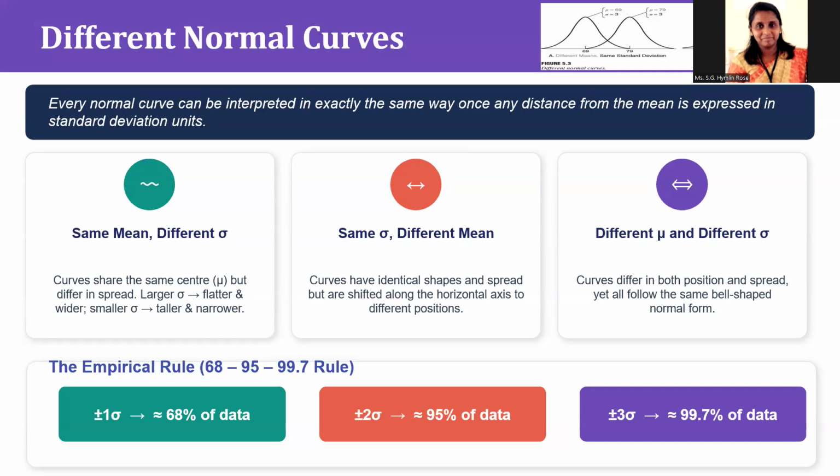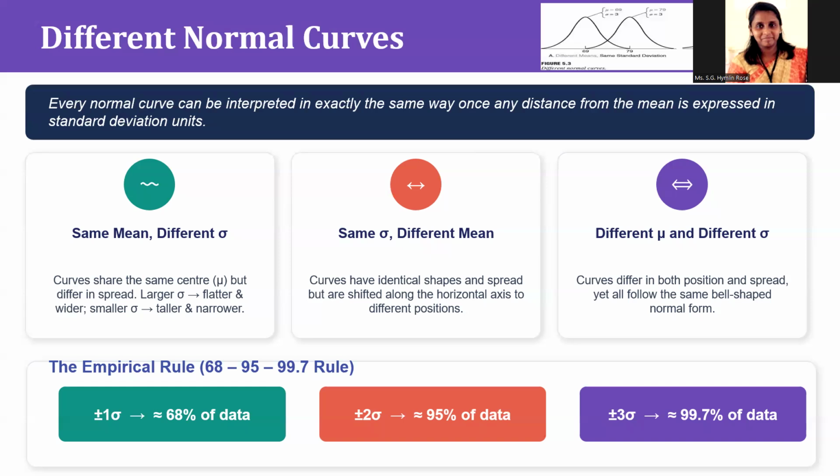In the first case, the curves share the same center but differ in spread, with larger sigma and smaller sigma. In the second case, curves are identical in shape and width but shifted to different positions along the horizontal axis. In the third case, curves differ in both position and spread, yet all retain the fundamental bell shape.